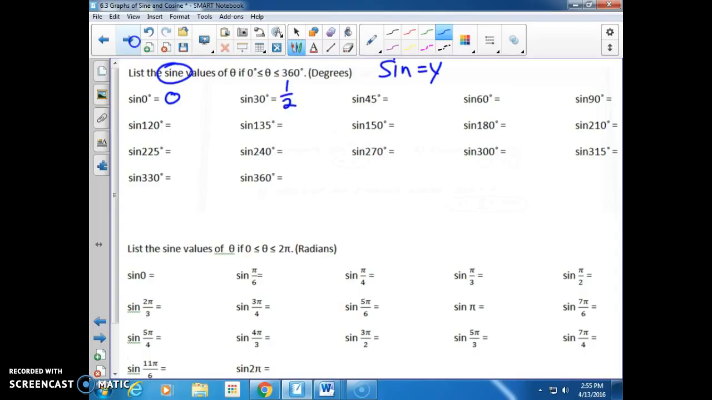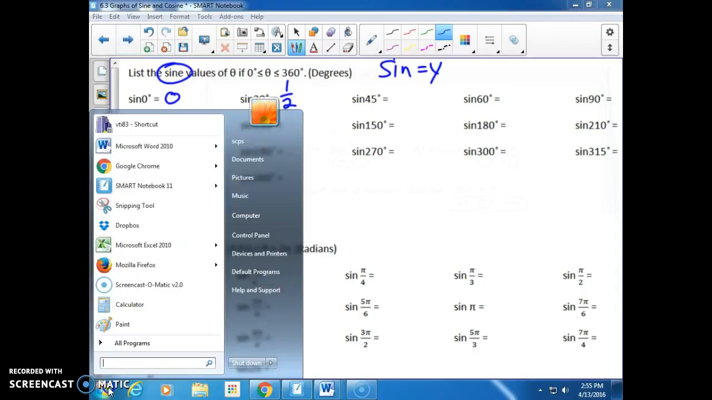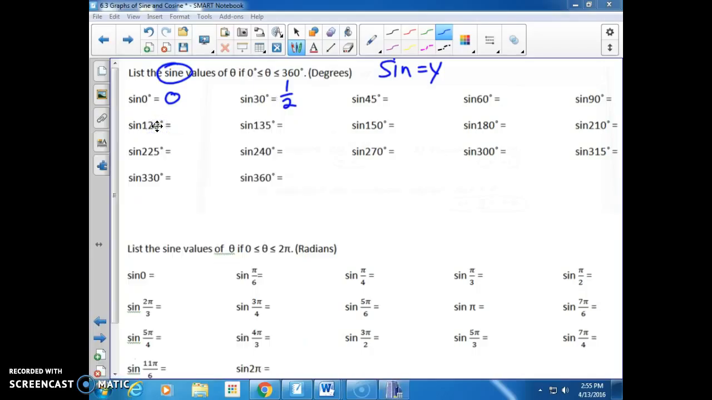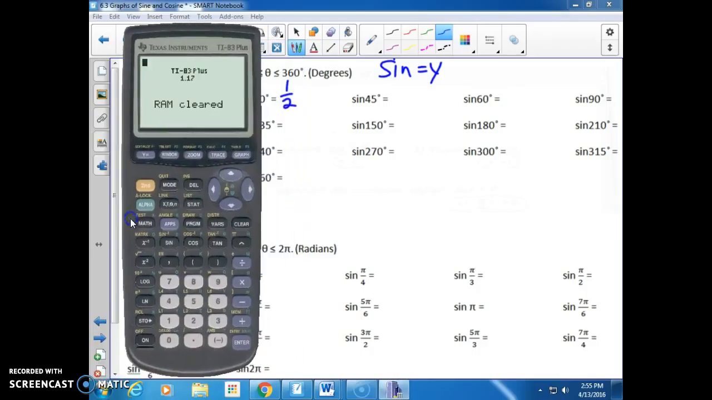I can also figure it out by using my calculator. If I change it to degree mode, I can type in sine of 30, and that would give me 1/2. So just like that, I'm going to use my unit circle.